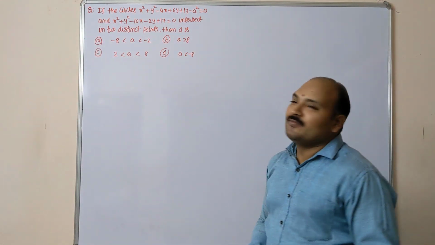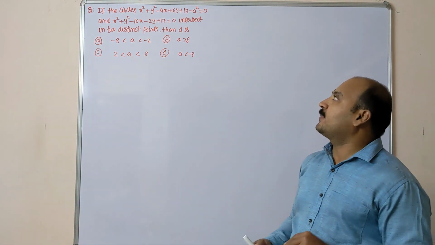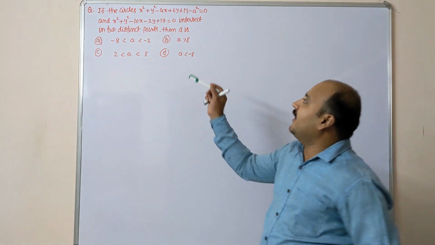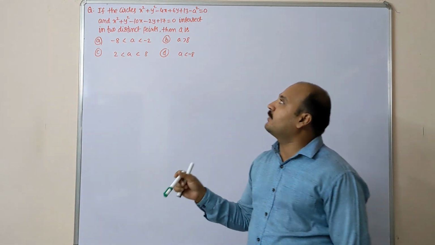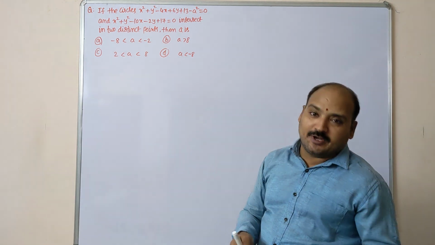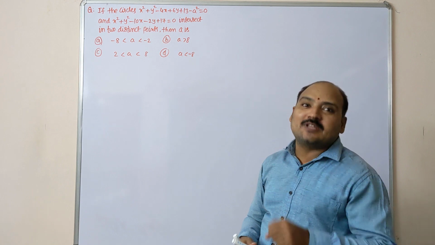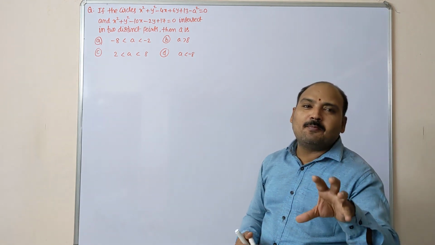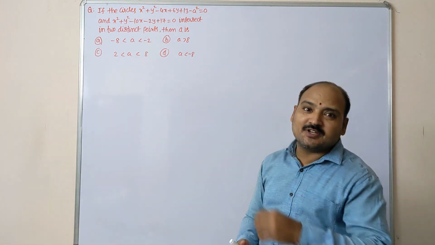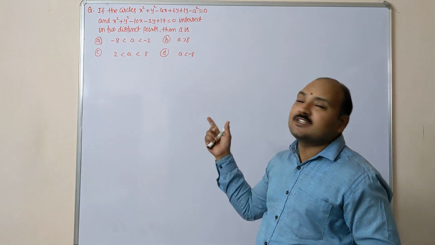The next question: if the circles x square plus y square minus 4x plus 6y plus 13 minus a square equal to 0 and x square plus y square minus 10x minus 2y plus 17 equal to 0 intersect in two distinct points. So this is related to the relative position of two circles, dear students, which is very important in the last exercise of the IPE textbook. We have questions based on this. So prepare thoroughly, it will help in EAMCET as well as IPE.